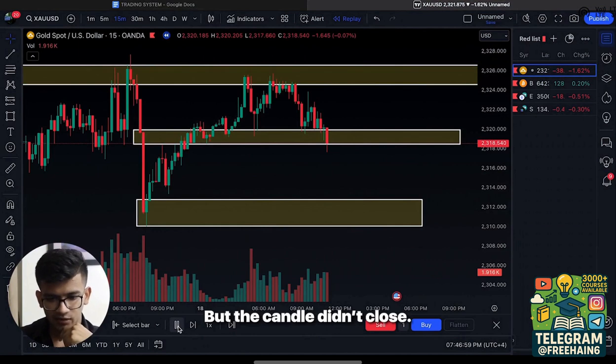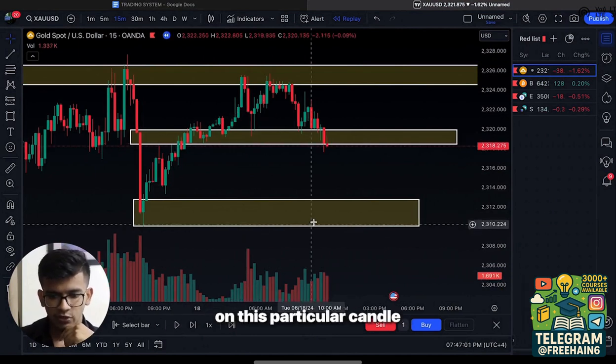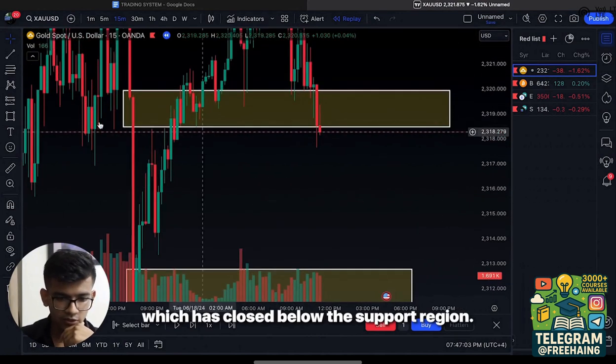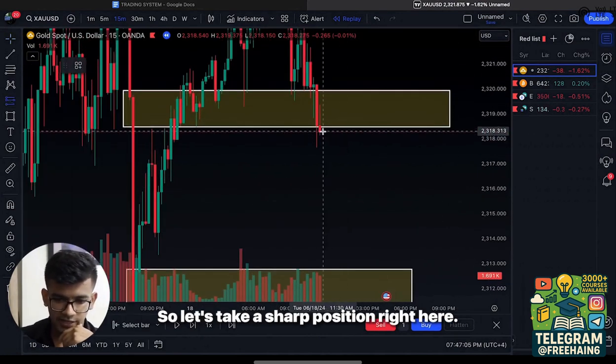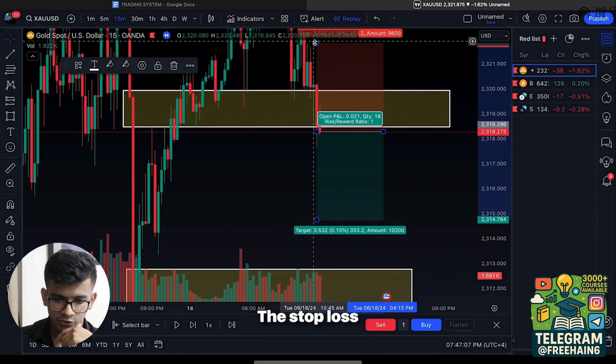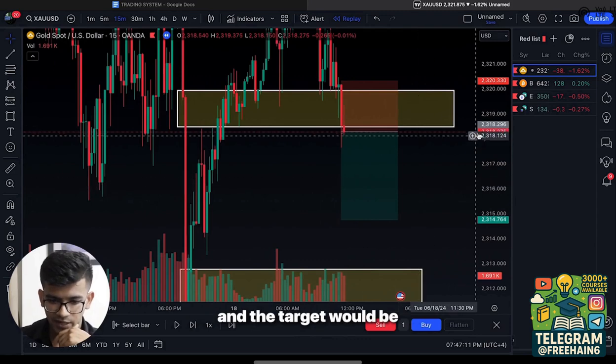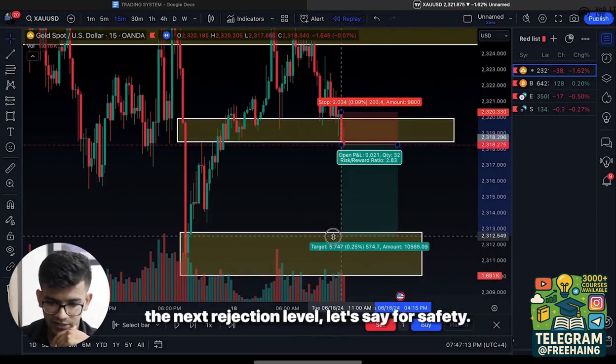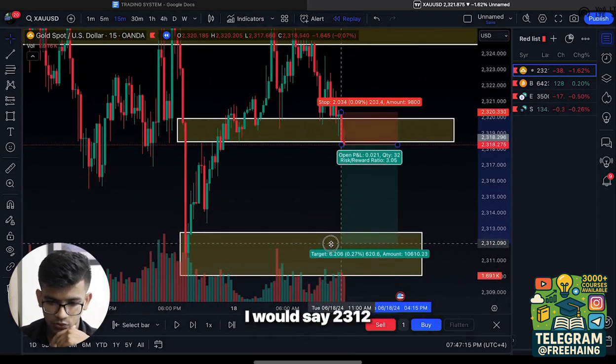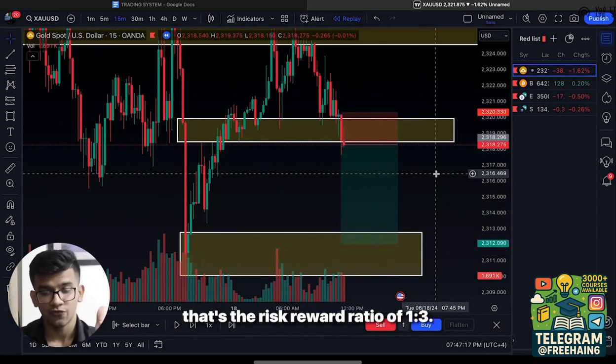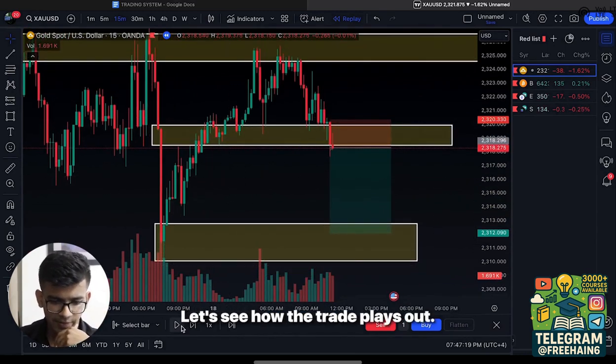There we go. But the candle didn't close. So let's say you entered on this particular candle which has closed below this support region. So let's take a short position right here. The stop loss would be above the previous 15-minute candle, which is this, and the target would be the next rejection level. Let's say for safety, I would say 2312. That's a risk reward ratio of 1:3. Let's see how the trade plays out.